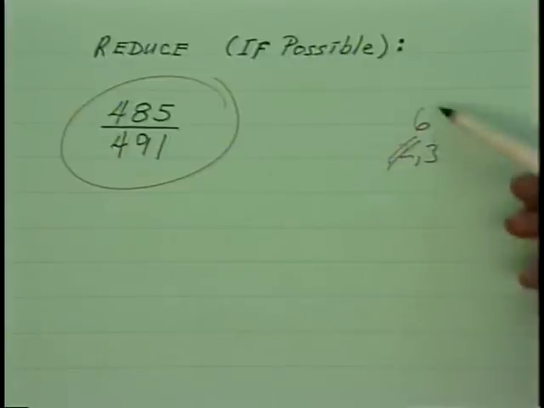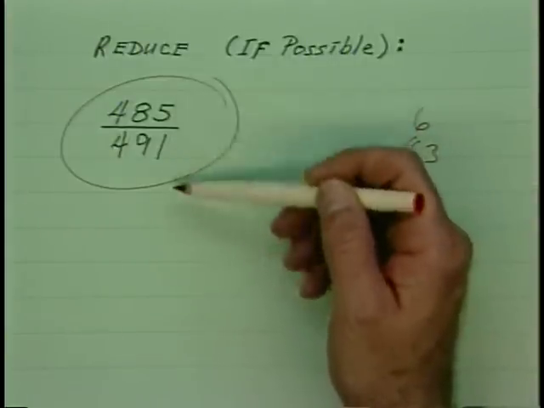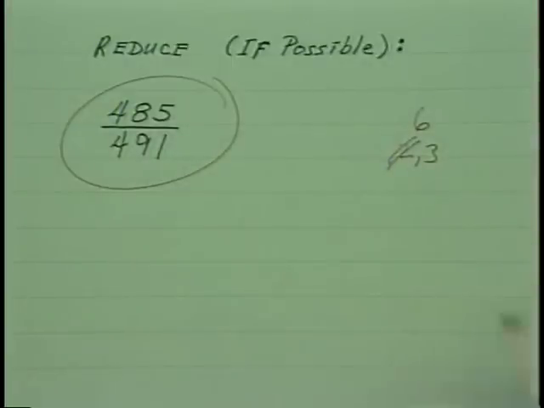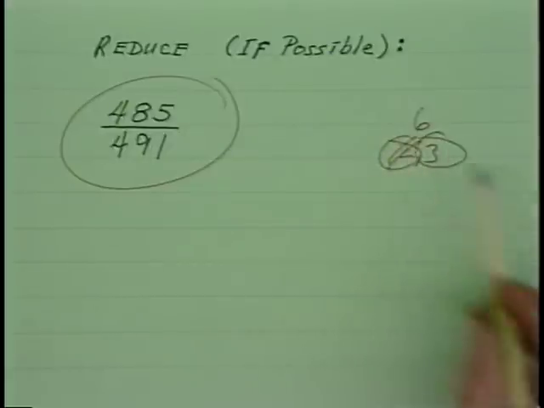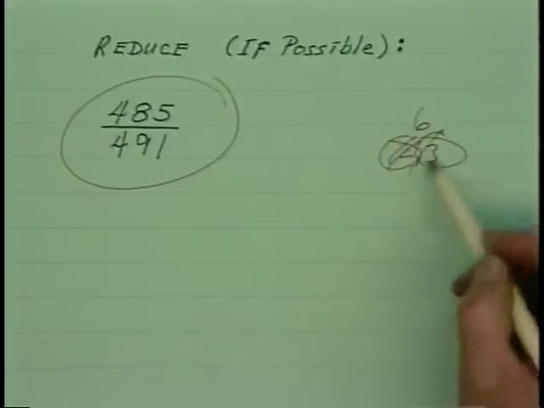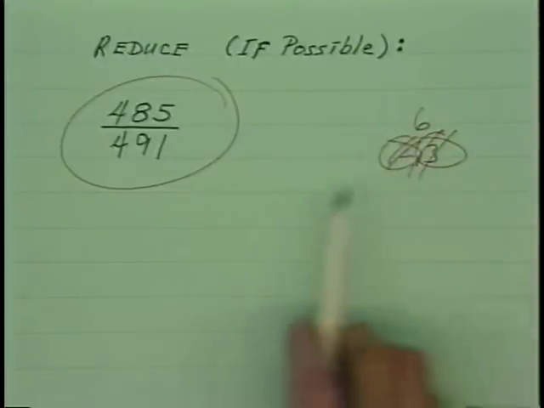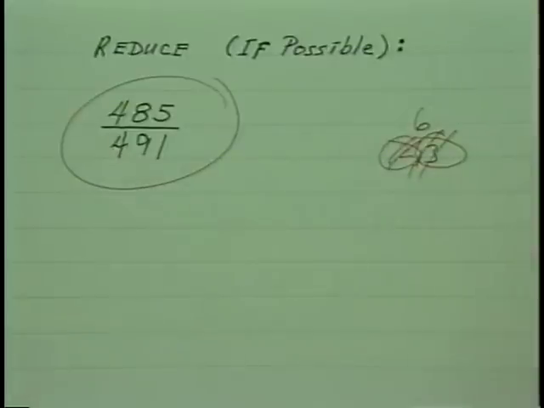See, this is much, much faster than trying all the possible numbers that will divide these two to see if they will work. This gives us only 2 numbers to try. And if neither one of them will divide, which happens in this case, the fraction is already in reduced form.